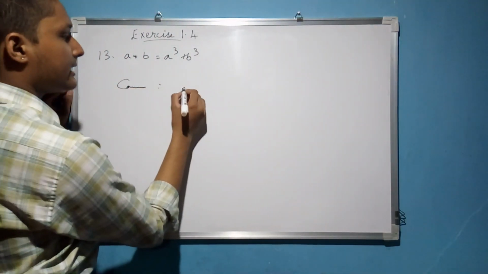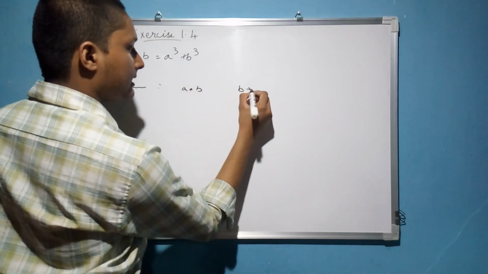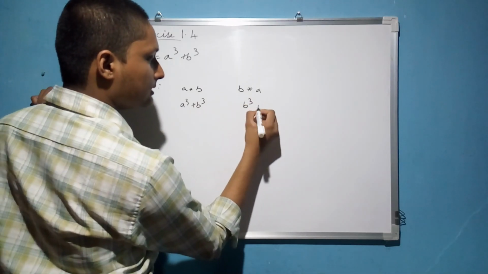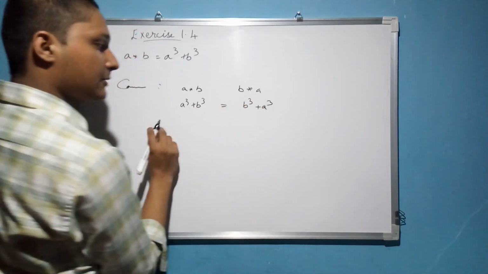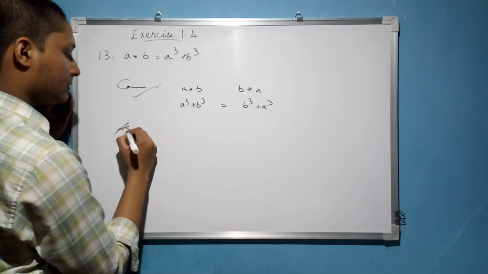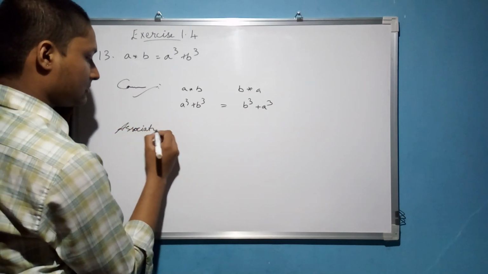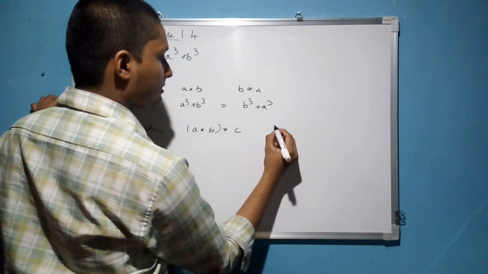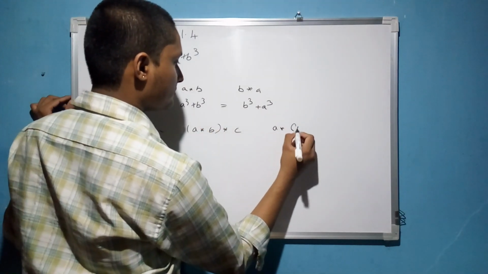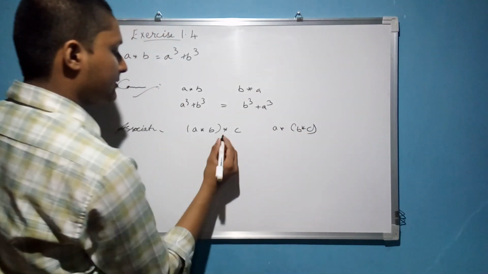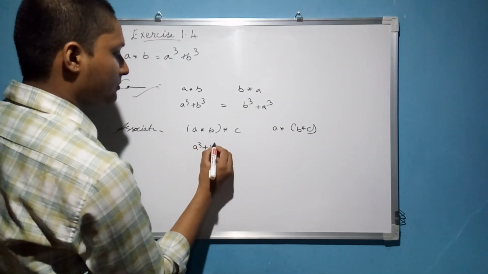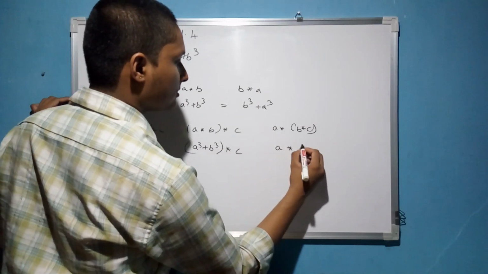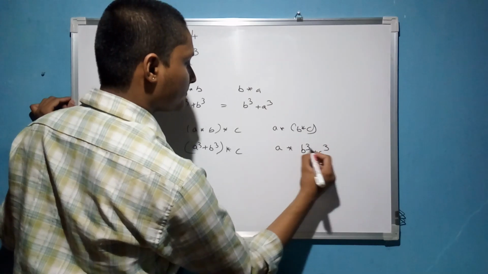For that, a star b should be equal to b star a, that is a cube plus b cube, and this is also b cube plus a cube. They are equal, right? So it is commutative. Now we are going to take the associative nature, that is (a star b) star c and a star (b star c). Let me take these two. This becomes a cube plus b cube, and this is one term, and this is c.